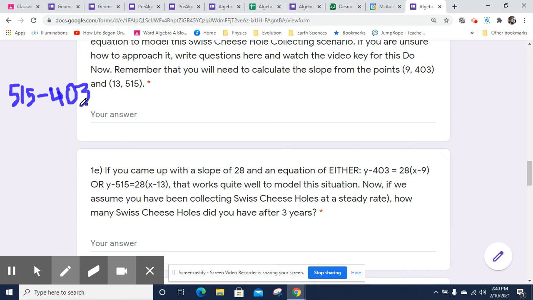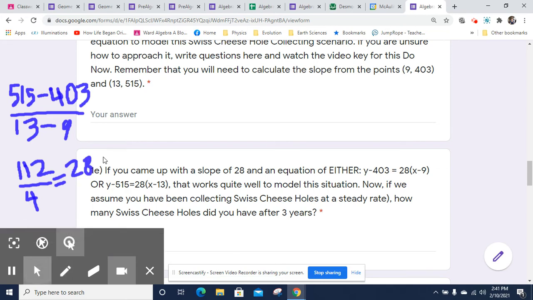403. That is the change in y, and the denominator has to be the change in x. Since I started with 515, I had to start with 13. So 13 minus 9. And when I work all that out, I end up with 112 over 4. And 112 over 4 comes out to 28. So the slope is 28.